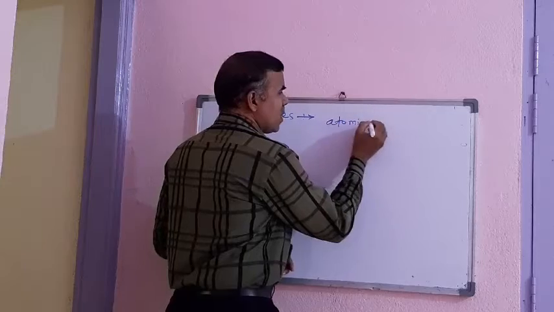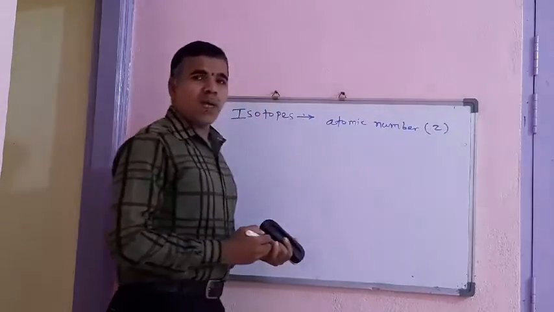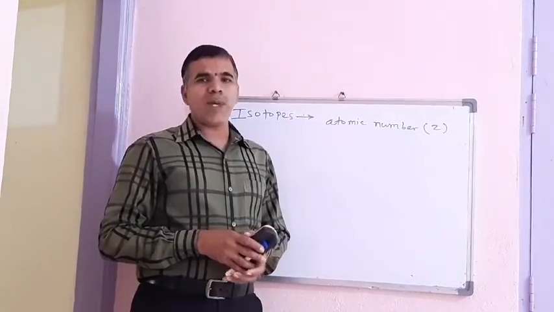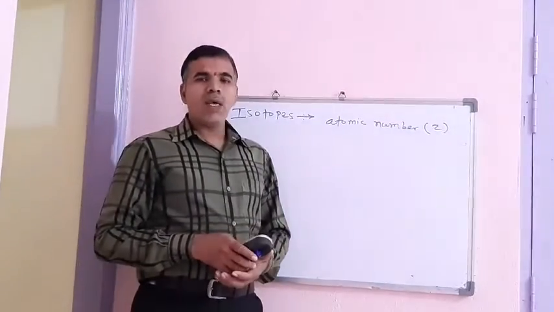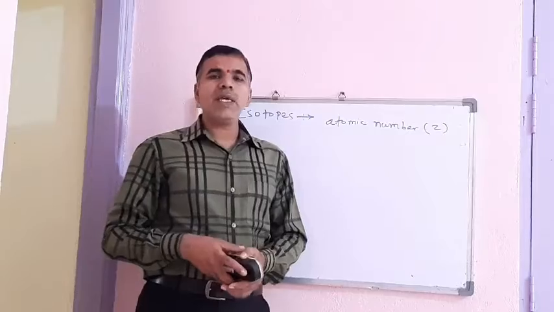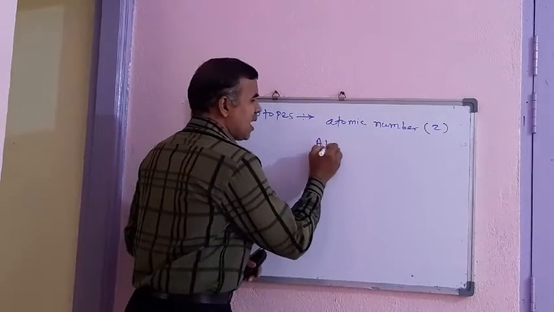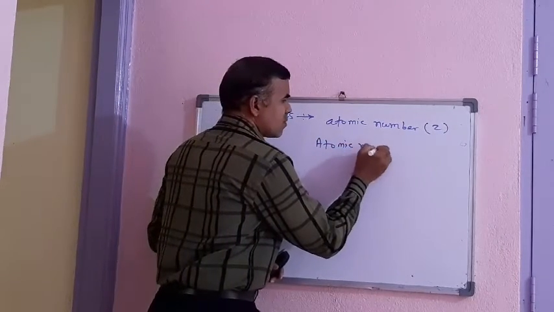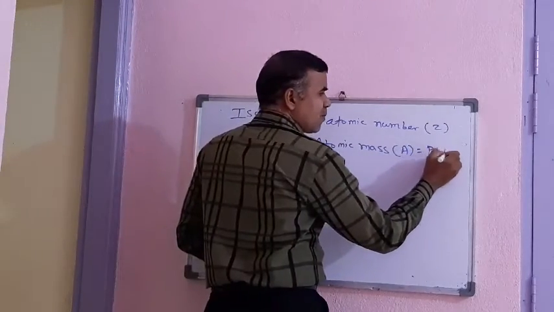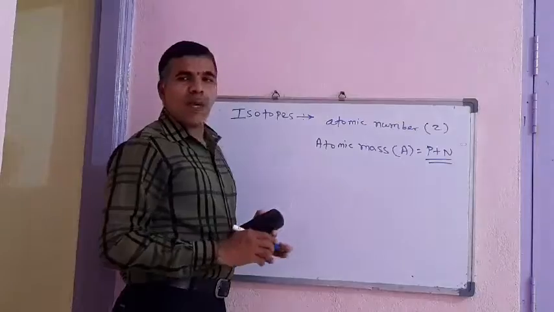Look at this. Atomic number is denoted by the letter Z. Atomic number means the number of protons, and the number of protons is called the atomic number, denoted by the letter Z. Then atomic mass number: the sum of protons and neutrons in an atom is called the atomic mass number. Atomic mass number is denoted by the letter A. A equals P plus N, which means the sum of protons and neutrons in an atom is called the atomic mass number.